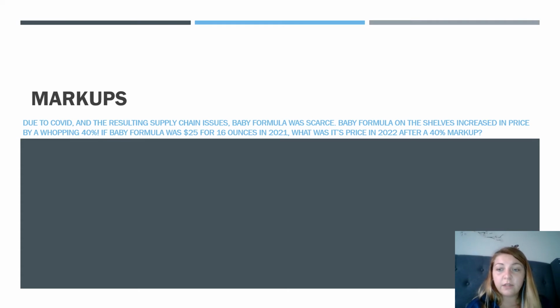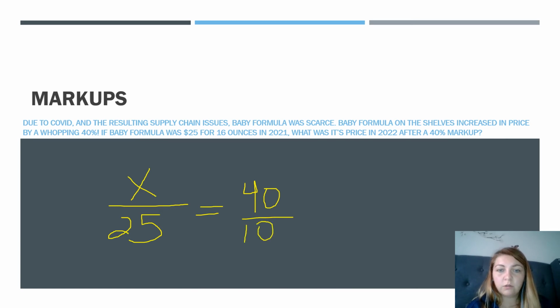So what we did on the last slide is do the price on the left and the percentages on the right. We will do the same thing here. So the price was, we're always going to put X in the numerator, $25 here. Okay? And the markup was 40%, which is 40 over 100. You'll notice that 100 will always be in the denominator on the right-hand side. Now we simply cross multiply.